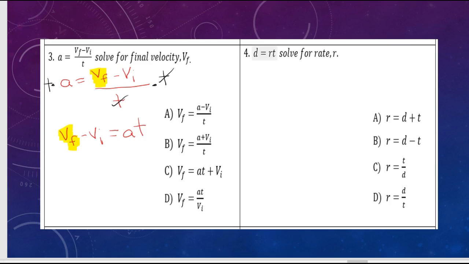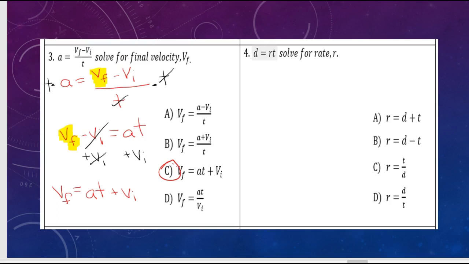So to solve for V sub F, I need to get rid of a minus V sub I. A minus moves with a plus. So I'm going to add V sub I to both sides. So it looks like V sub F equals A times T plus V sub I. And that will be C.